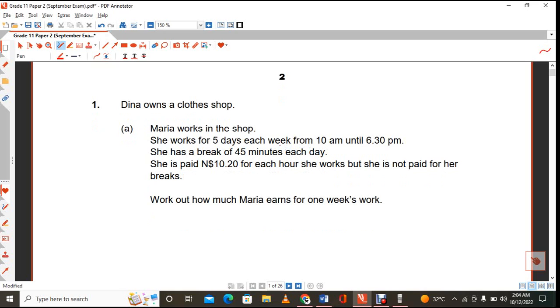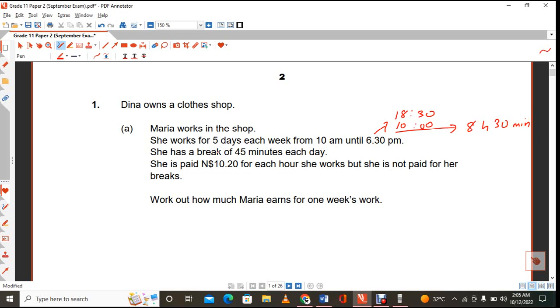It's 120 marks. It's 3 hours long when you write it. I am starting with the first question. It says Dina owns a clothes shop, so she sells clothes. Maria works in the shop. She works for 5 days each week from 10 a.m. until 6:30. All right, so maybe you can change 6:30 to 18:30. That is going to allow us to find out how long Maria works. So she works there for 8 hours and 30 minutes per day.